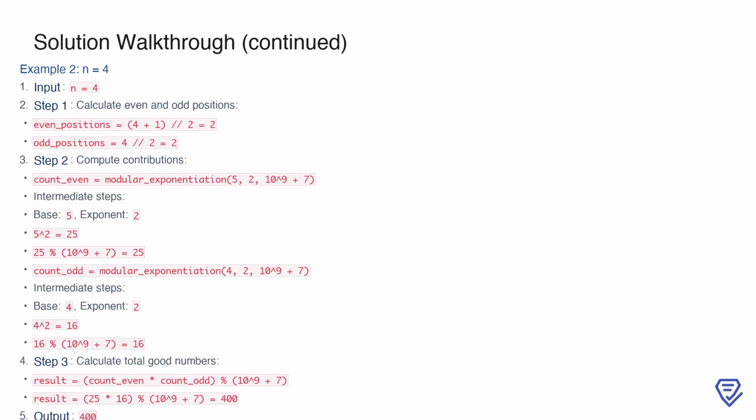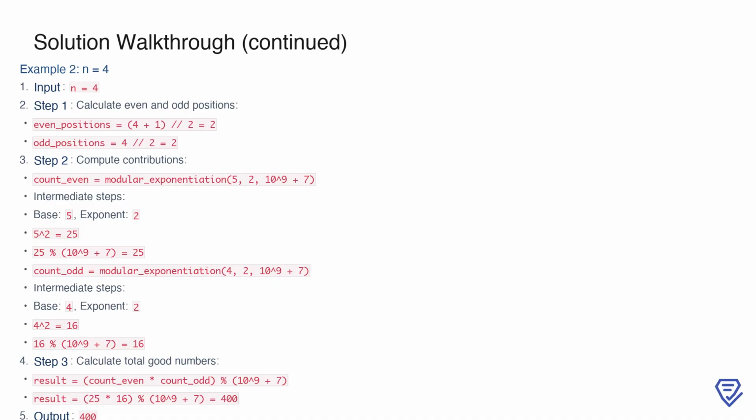Now, consider the case where n is 4. A number of length 4 has 2 even index positions and 2 odd index positions. Using the formulas, even_positions equals (4+1)//2 equals 2 and odd_positions equals 4//2 equals 2. To compute the contributions, we first calculate 5 raised to the power of 2 modulo 10^9 + 7 for the even positions. The intermediate steps show that 5 squared is 25, and taking modulo 10^9 + 7 doesn't change the result since 25 is less than the modulus.